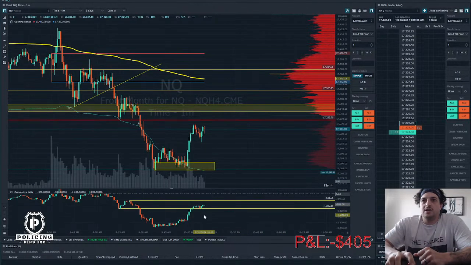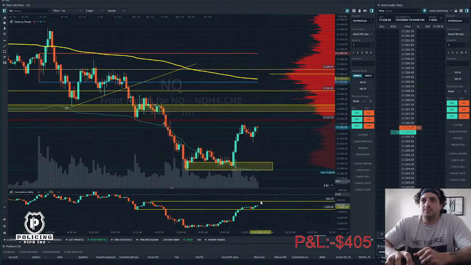The thing here right now is Delta is pushing up, but price isn't getting that pop. So that is another type of divergence that I do play.